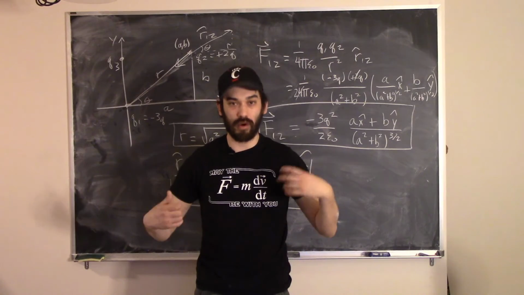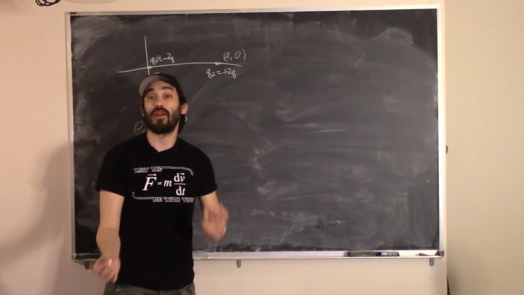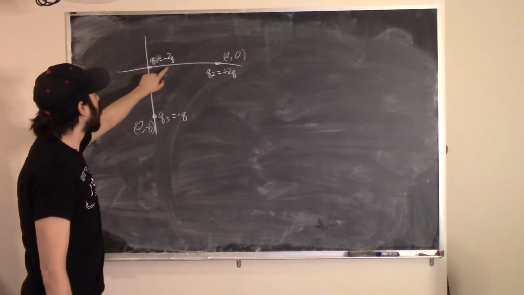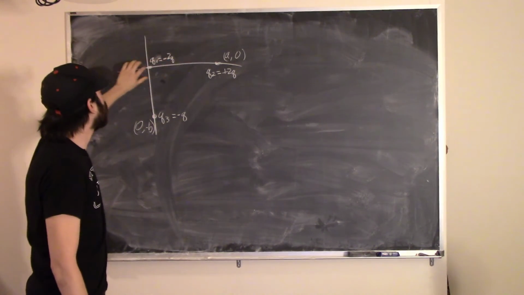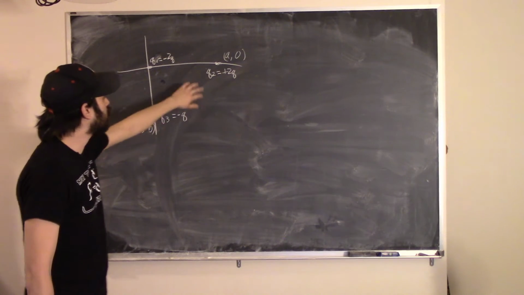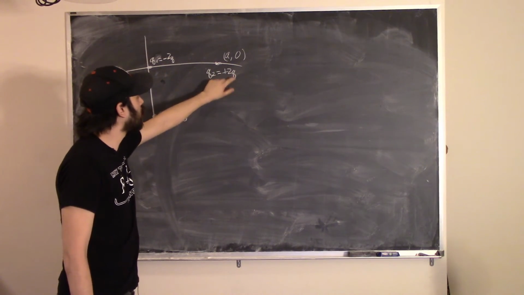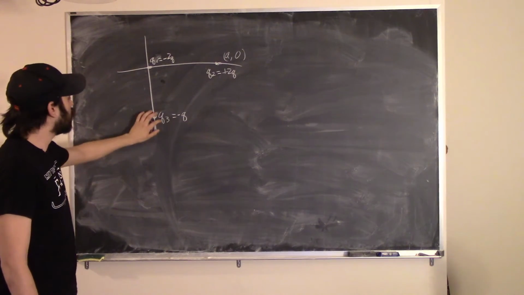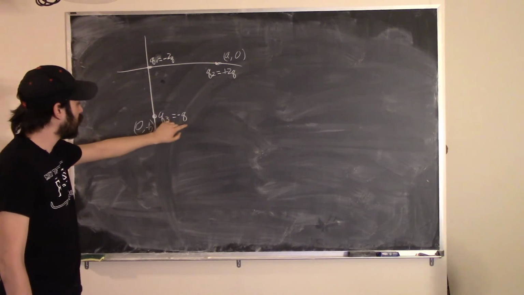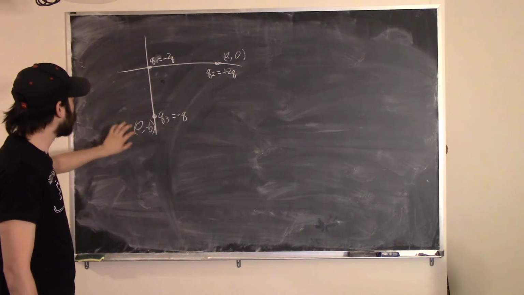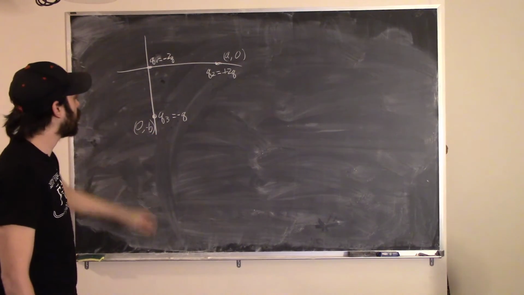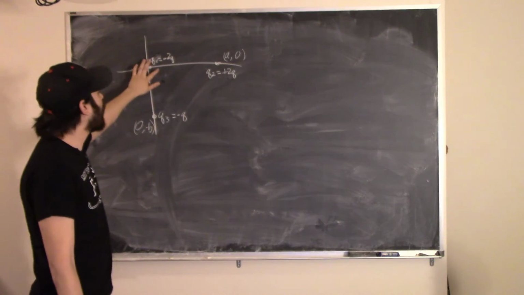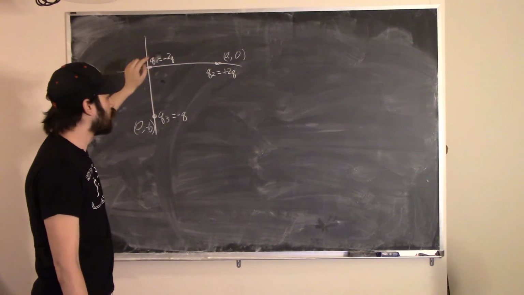Let's see how that works in practice. Now let's consider this example. Here, what we have is some charge Q1 equal to minus 2Q at the origin. We have a charge Q2 equal to 2Q at a comma 0, and a charge Q3 equal to minus Q at a point 0 comma minus b. What we'd like to do here is find the force acting on the charge Q1.